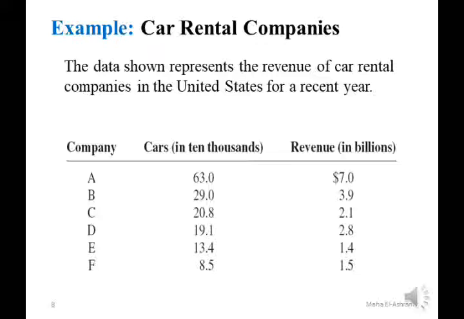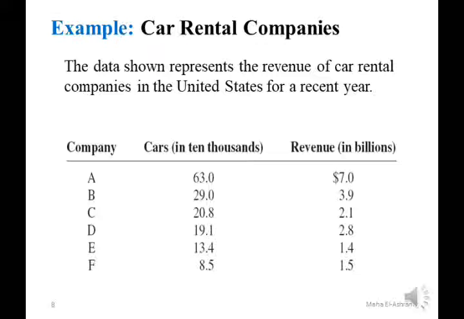In this example, we're talking about data that represent the revenue of car rental companies in the United States for a recent year. So here we have a number of companies, A, B, C, D, E, and F. So we have 6 companies, and we have the number of cars they rent. These are rental companies. So 63, 29, and so on. Now, what is meant by cars in 10,000? This means that this number 63 is originally, if you multiply by 10,000, 630,000.